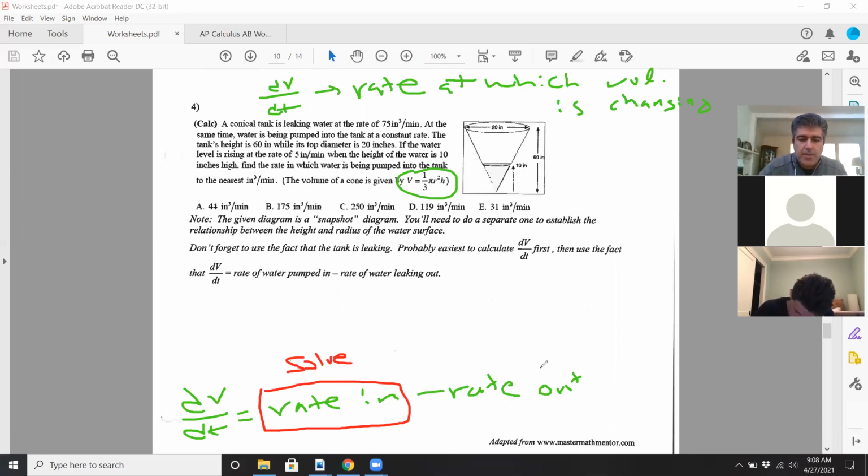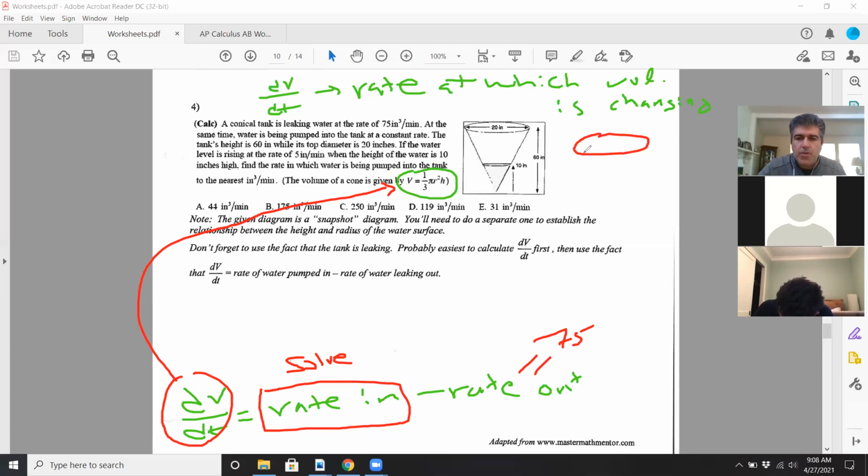Well, I know the rate out is 75. That's a constant. But dV over dt I can actually get by taking the derivative of that. Okay, so you have to kind of understand what's happening here.